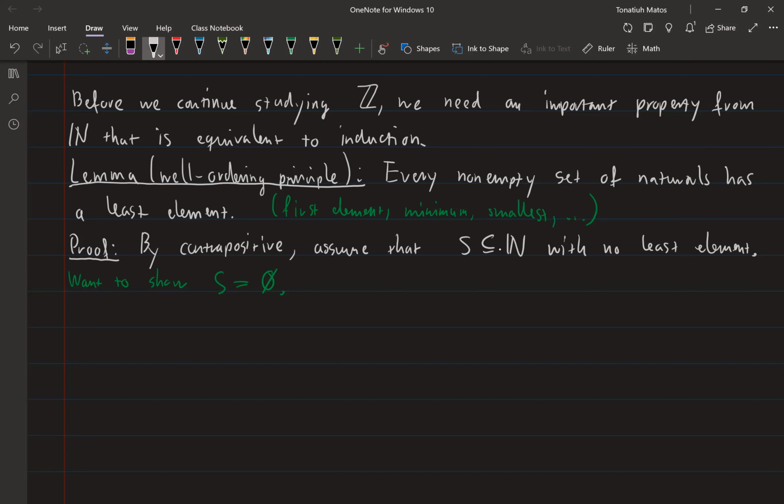Okay, so I will prove this fact to you using strong induction. Strong induction is a technique used to prove properties about natural numbers. So to show that a set is empty, it would be enough for me to convince you that every natural number has the property of not being in S.